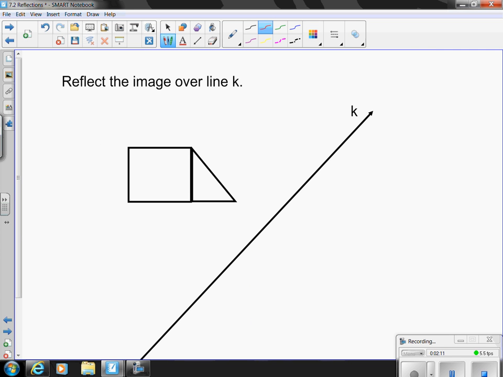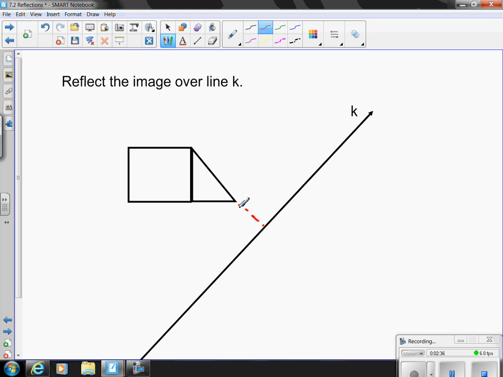Now we're going to do the same kind of thing. Reflect the image over line K. On your homework, you're probably going to have a question like this. Make sure you trace it. Put your piece of paper over the book. Trace the line and this image. Don't just draw this part, because you need this and your resulting image. And also take your time.